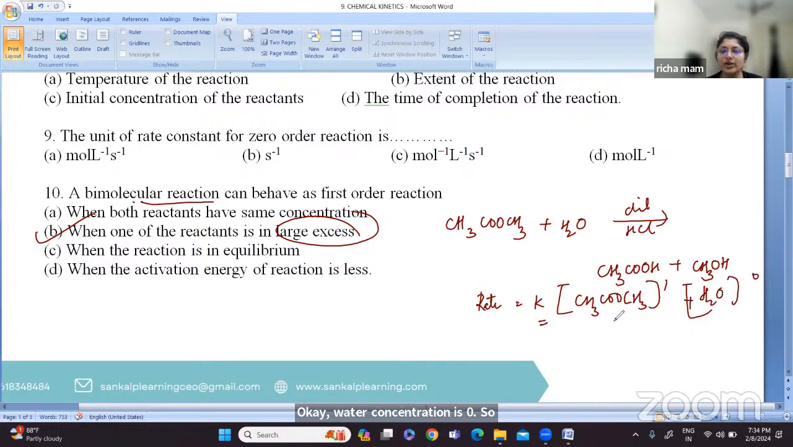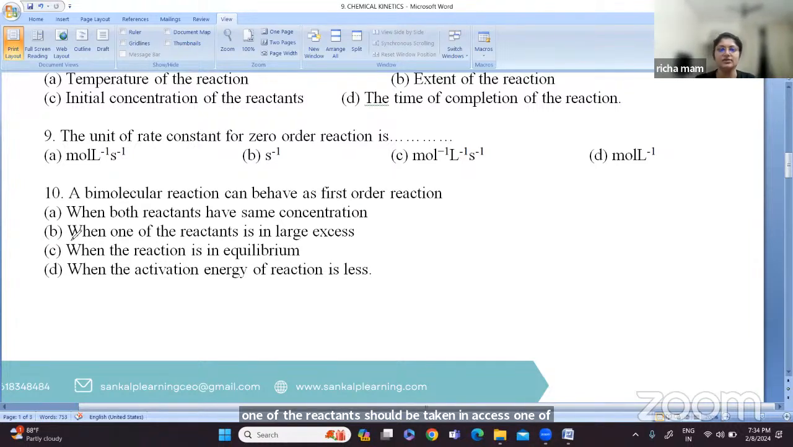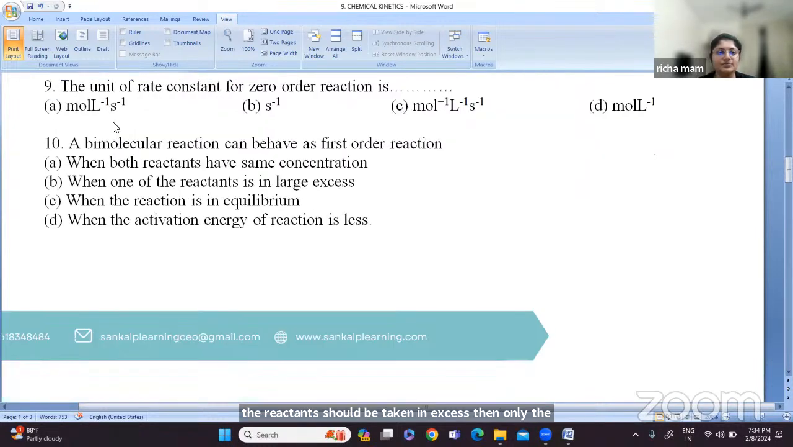So the order, you can see here, one of the reactants is taken in excess. Okay, so it will be what? 1 plus 0, it is 1. So one of the reactants should be taken in excess. Then only the bimolecular reaction behaves as a first order reaction.